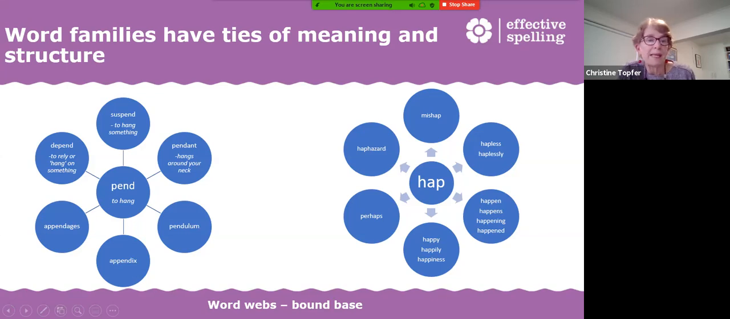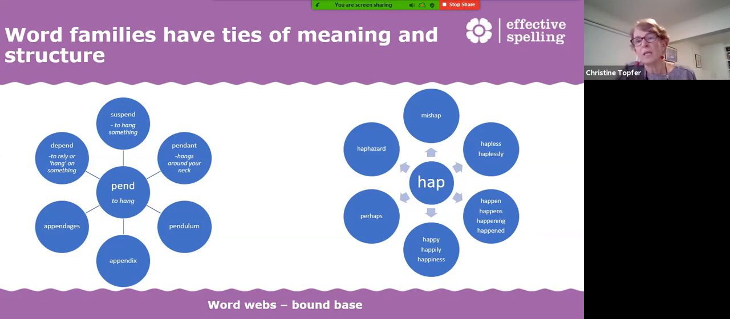And so here's the PEND base, meaning to hang. It's a denotation of to hang. And you can see in all of these words around that belong in this family, there's actually a connection to something around hanging, even though these words are used in lots of different places in our language.